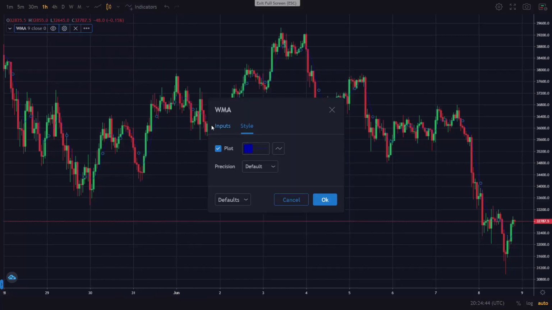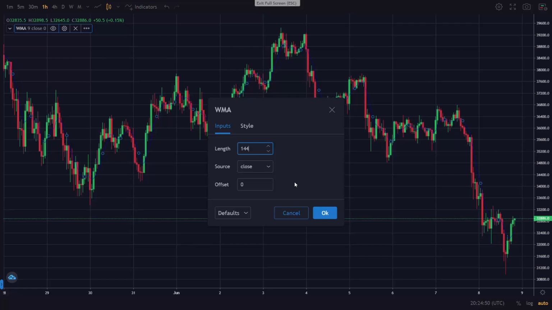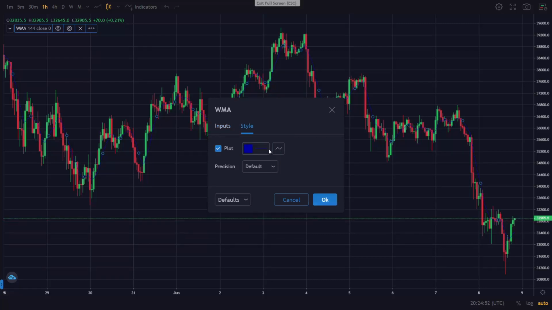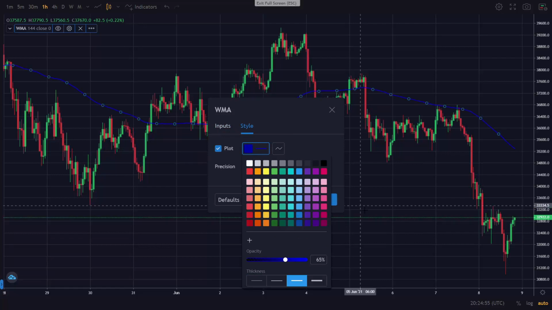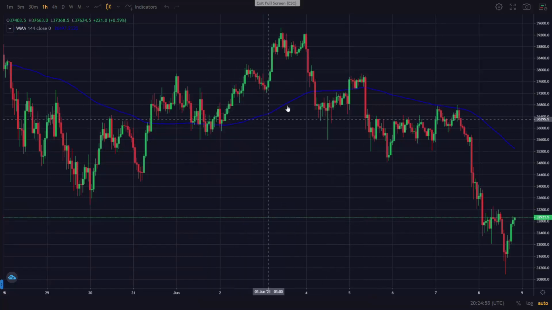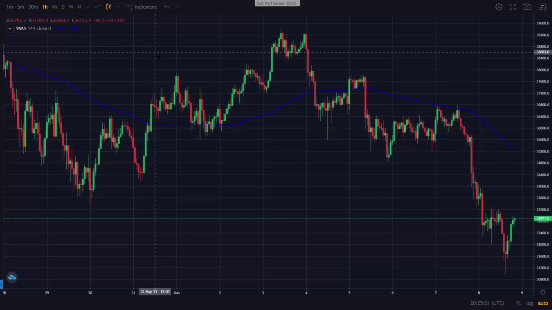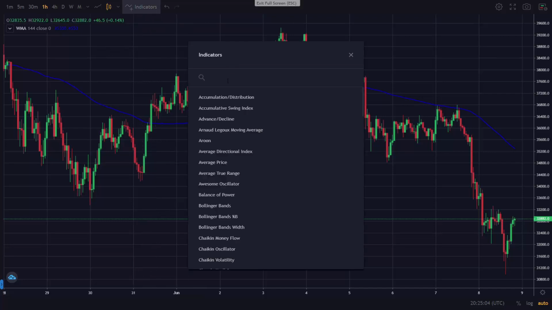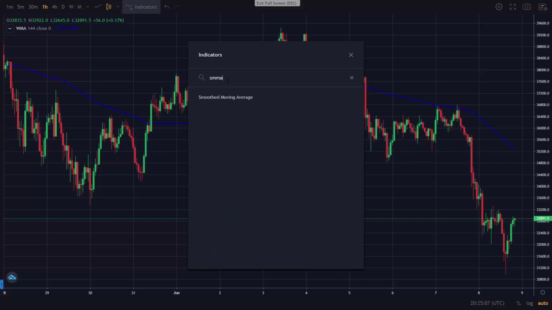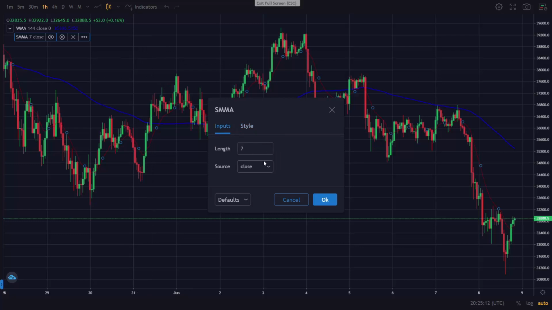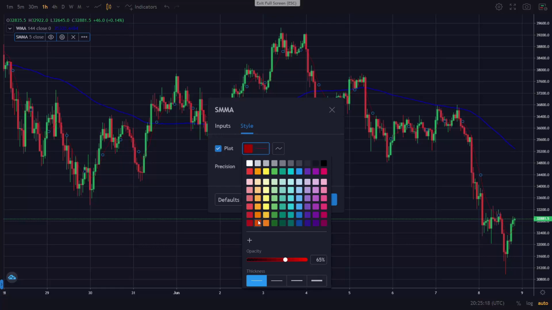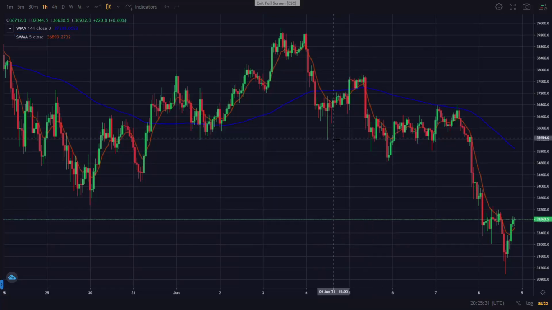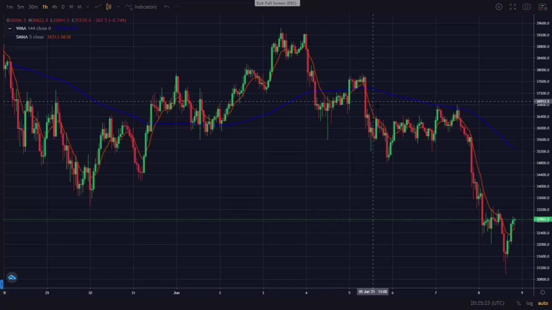Now we are going to set the length of this indicator to 144. So as you can see, it's this blue line here on the chart. Now the next indicator that we're going to be using is a smooth moving average, or SMMA. And for this, we're going to set the length to 5. So as you can see, it's this orange line here.